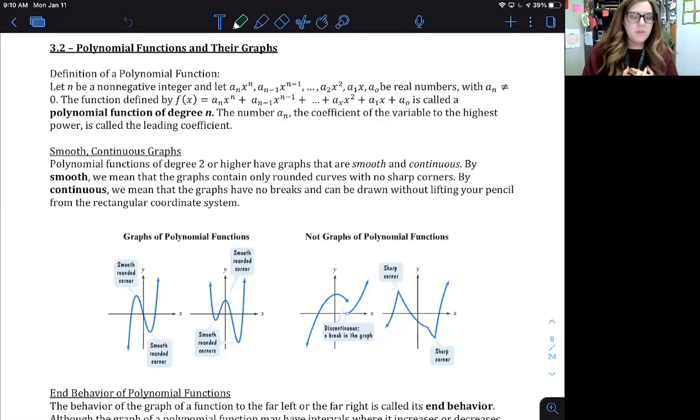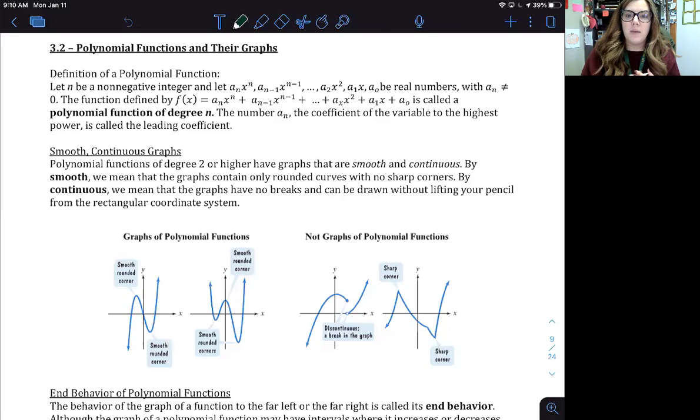All right, so today we're looking at 3.2 polynomial functions and their graphs. So here we have the definition of a polynomial function, which says let n be a non-negative integer and let a sub n x to the n, and then continuing on until we get a sub 0, which is our constant, be real numbers where a sub n cannot equal 0. So the function defined by f of x equals that expression is called a polynomial function of degree n.